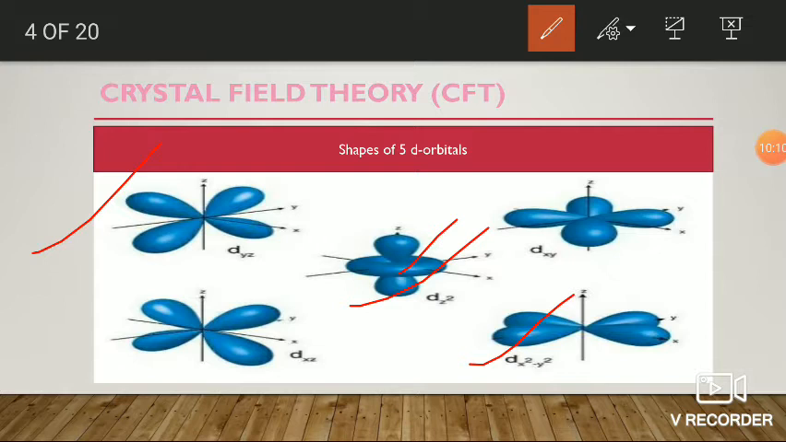In the case of the remaining three d orbitals, that is dxy, dyz, dzx, all four lobes are located in between the corresponding axes. In the case of dyz, the four lobes are located in between the y and z axes. In the case of the dxy orbital, the four lobes are located in between the x and y axes. In the case of dxz, all four lobes are located in between the x and z axes. This is about the shapes of the d orbitals. Okay, fine.